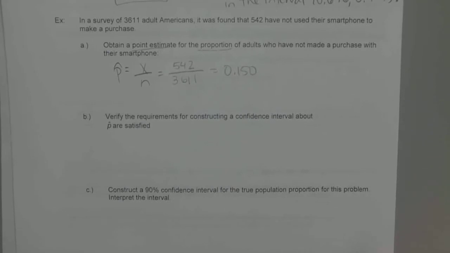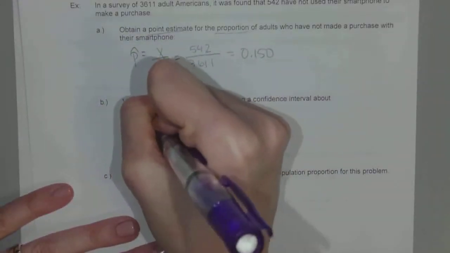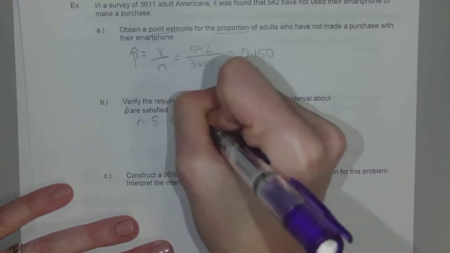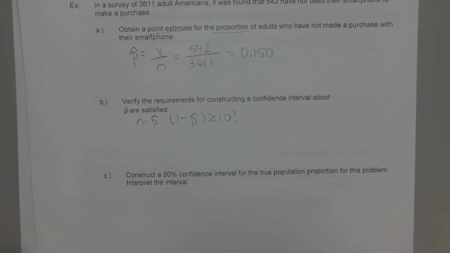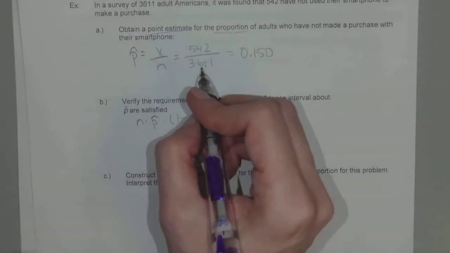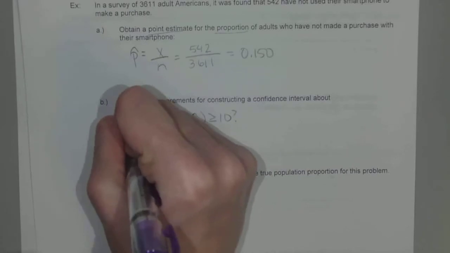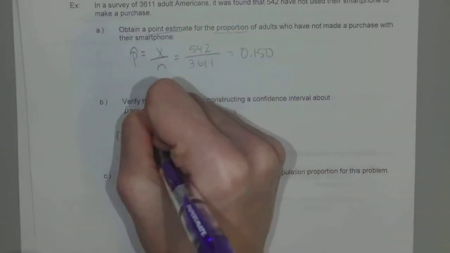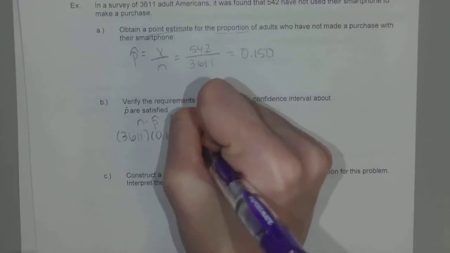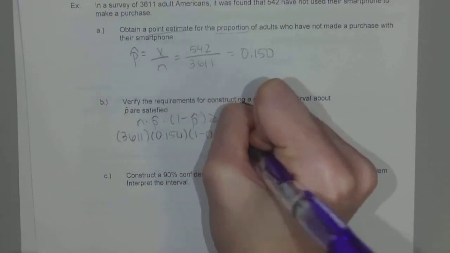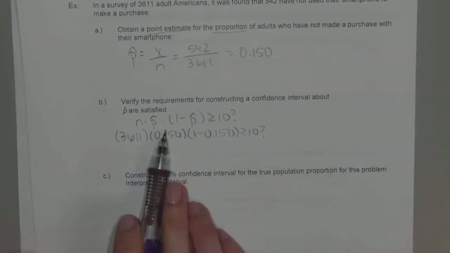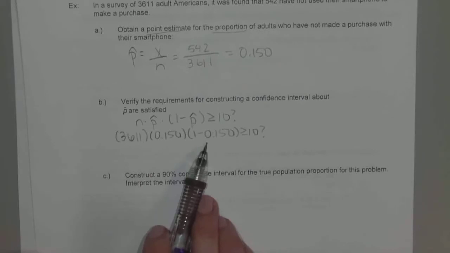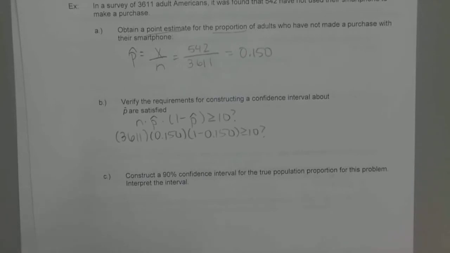So to verify, let's just focus on N times P hat times 1 minus P hat. Is that greater or equal to 10? Well, what was our N? You got it. You had to have used it already, right? So 3,611. What was the P hat we just found? 0.150. So we'll do 1 minus 0.150 and see if that's greater or equal to 10. So I'm just leaving that greater or equal to 10 on the right-hand side the whole time, and my calculation's on the left-hand side. If you throw that into your calculator, I think it's even bigger than the other one.